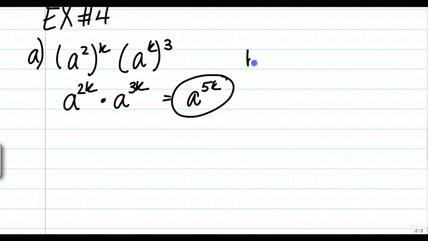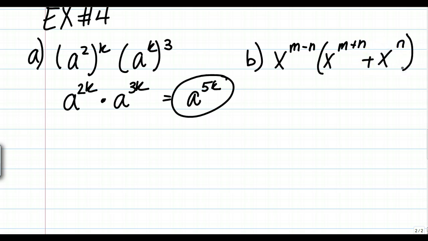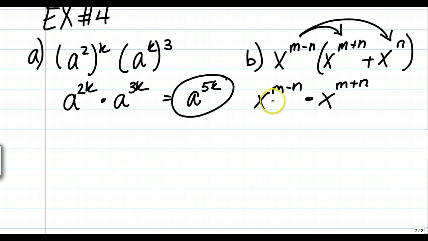And we'll do B. This one's really tricky. You really have to understand your rules in order to not mess this up. Now, you are going to be distributing, but it's not a power to a power because there's no number on the outside here. So all you're doing is x to the m minus n times x to the m plus n. You are adding these together.